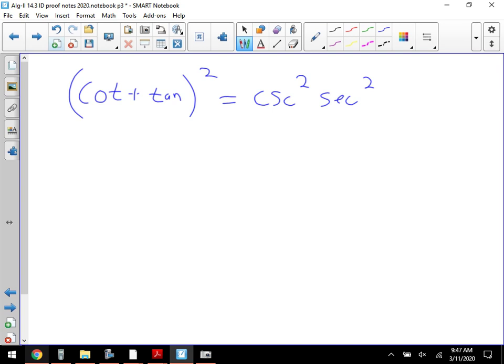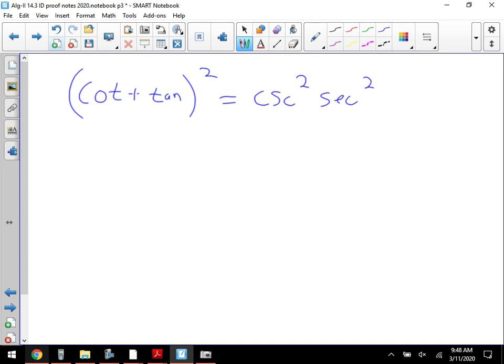Wait, couldn't you just take the cosecants and secants and put them in terms of cotangent? But yeah, if you did it that way, you still have to worry about how things are squared when you multiply it out. Foiling.